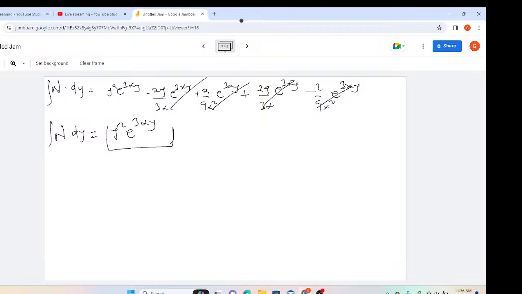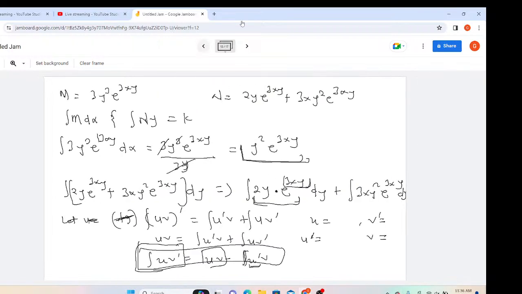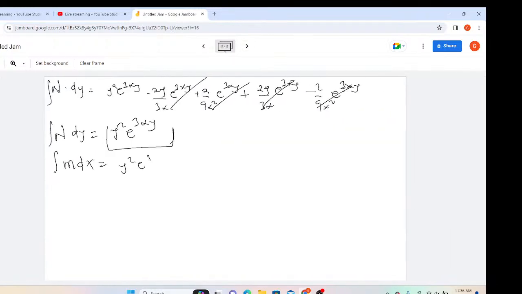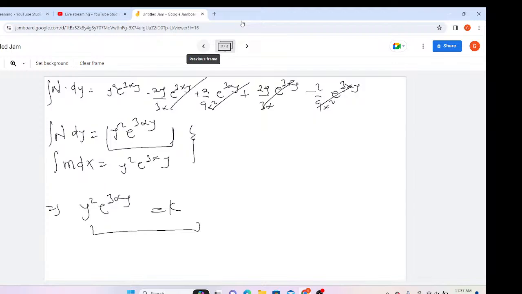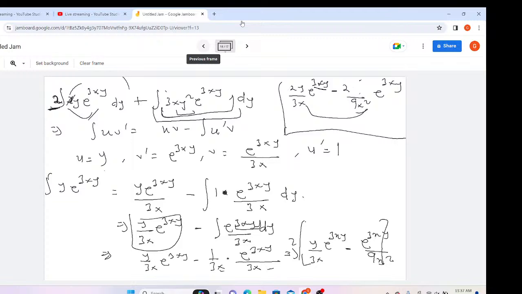And then for our M with respect to x, the first thing we did was quite easy: y squared exponential 3xy. And then we merge them. So our solution becomes y squared exponential 3xy equals k. That was all. This becomes the solution to the differential equation. Even though the process looks complicated, the final answer is very simplified.